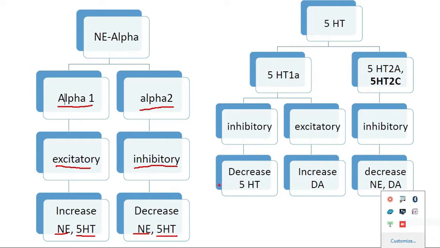Like the alpha 1 and alpha 2 receptors, serotonergic 5-HT1A, 5-HT2A and 5-HT2C receptors are also excitatory or inhibitory in nature. Especially the 5-HT1A receptor acts as both inhibitory as well as excitatory. So 5-HT1A autoreceptors, because they are inhibitory, will decrease the secretion of serotonin. The 5-HT2A and 5-HT2C receptors are inhibitory in nature, so they will block the secretion of norepinephrine and dopamine.